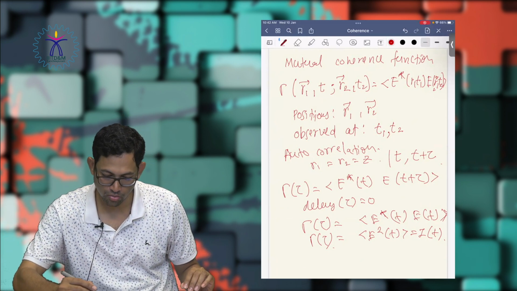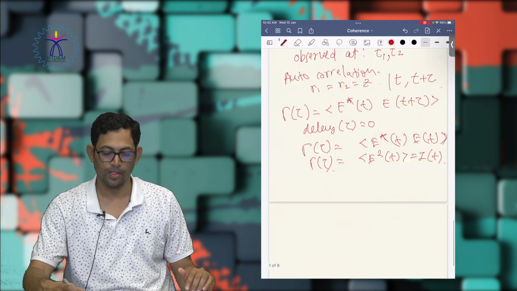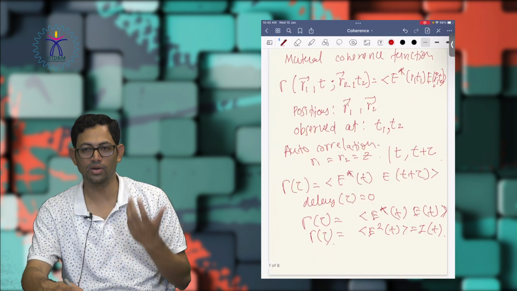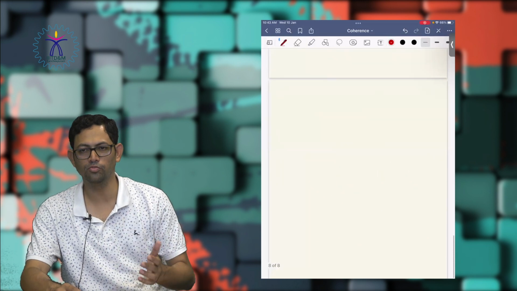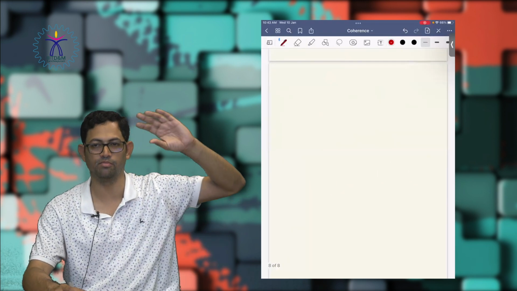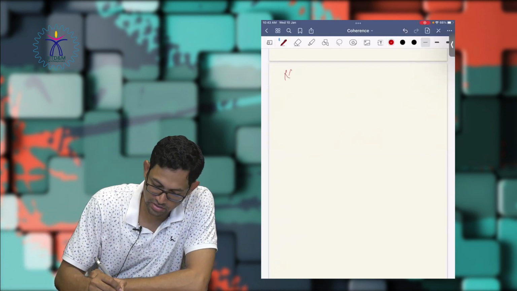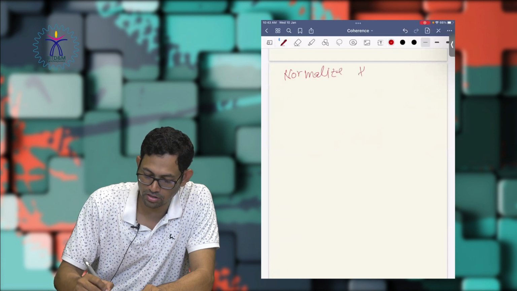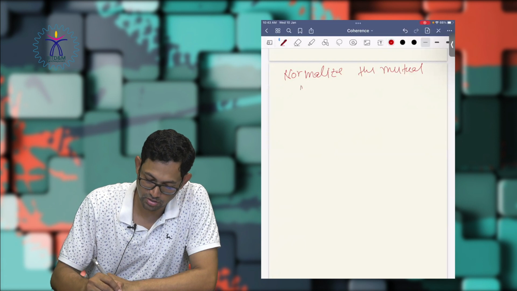Now we never actually work with only the mutual coherence function; we need to normalize it. We don't usually work with absolute values, but with functions which have a maximum value of 1. So to do that, we normalize the mutual coherence function.